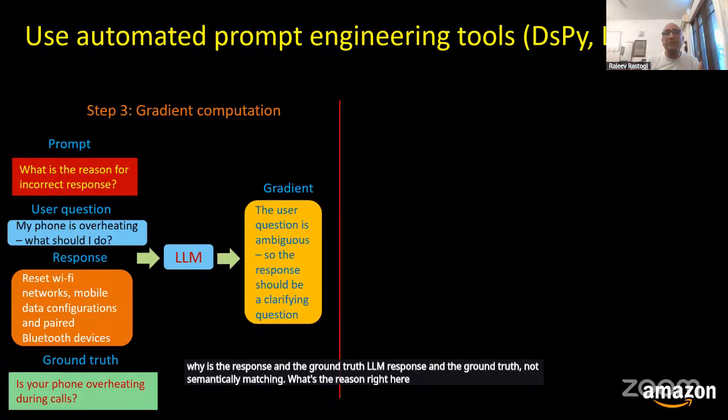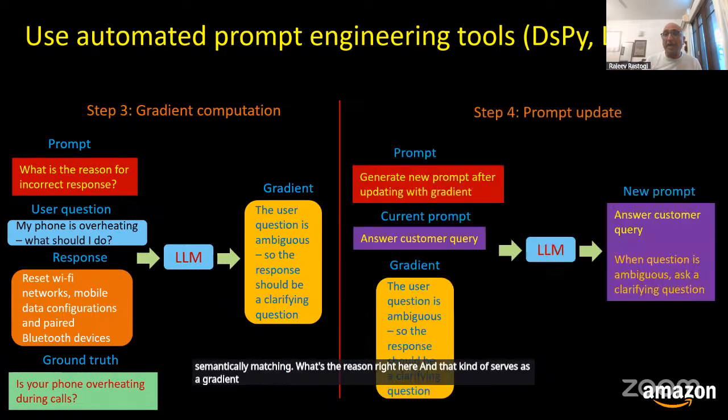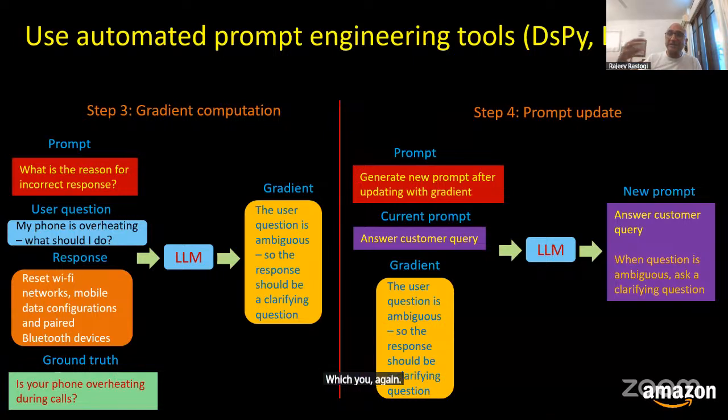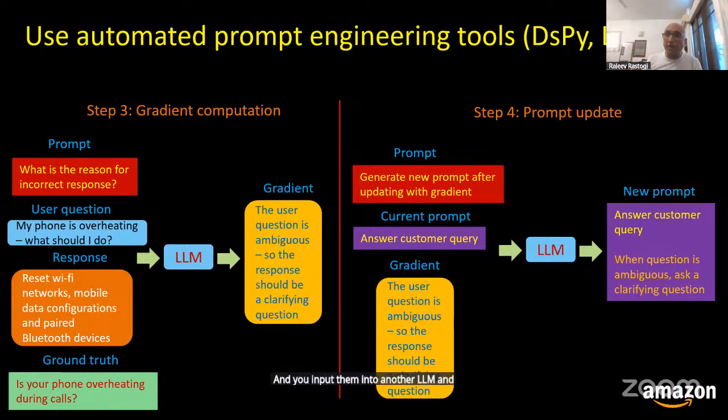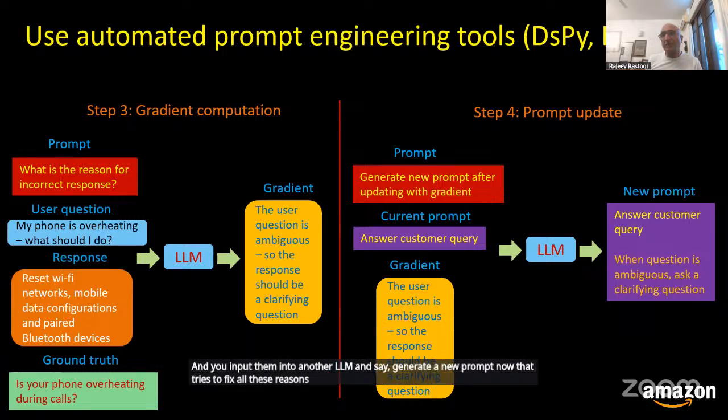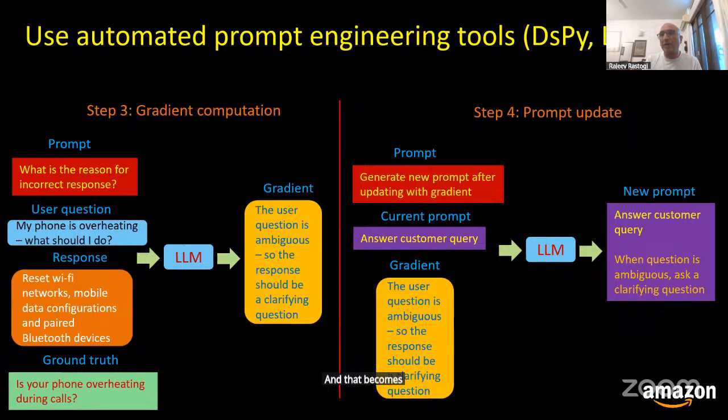And that serves as a gradient, which you take, all those reasons for incorrect responses, you take the current prompt and you input them into another LLM and say, generate a new prompt that tries to fix all these reasons for incorrect responses, right? And then you generate a new prompt, and that becomes the current prompt, right? And then you repeat these steps iteratively until the number of incorrect responses that the LLM is generating goes below a certain threshold, right?